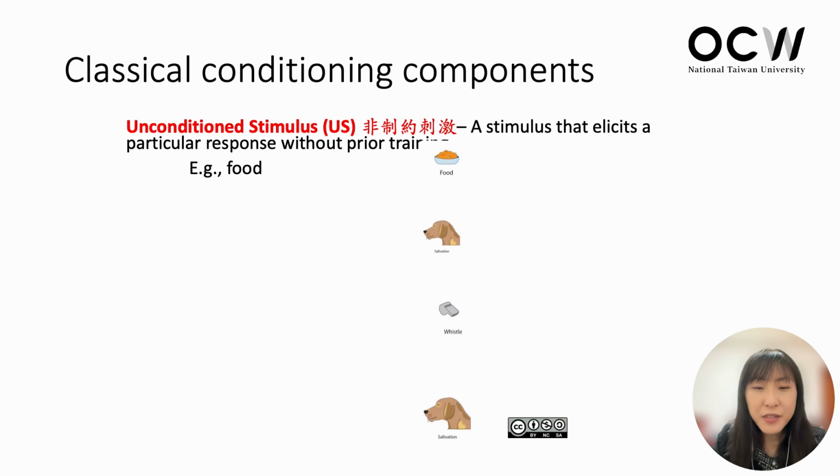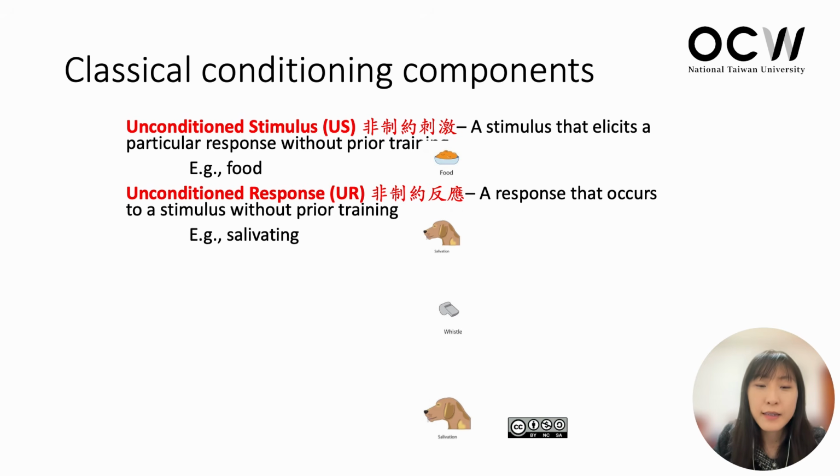The unconditioned stimulus is a stimulus that will produce a response without any training, like the dog food. The unconditioned response is the one that is automatic, reflexive, and unlearned, so a response will occur without any training. So this will be the dog seeing the food and producing salivation.